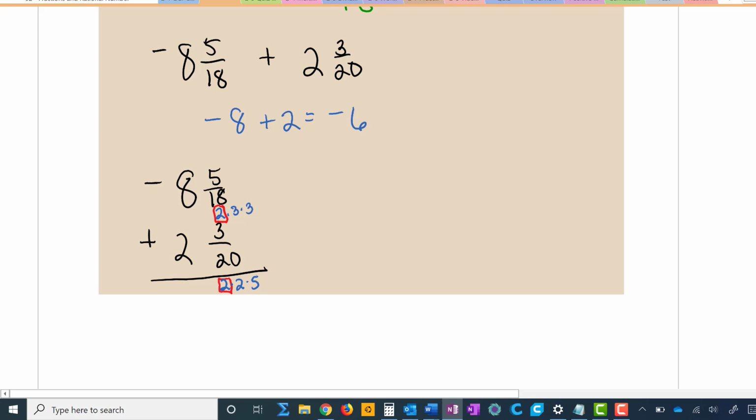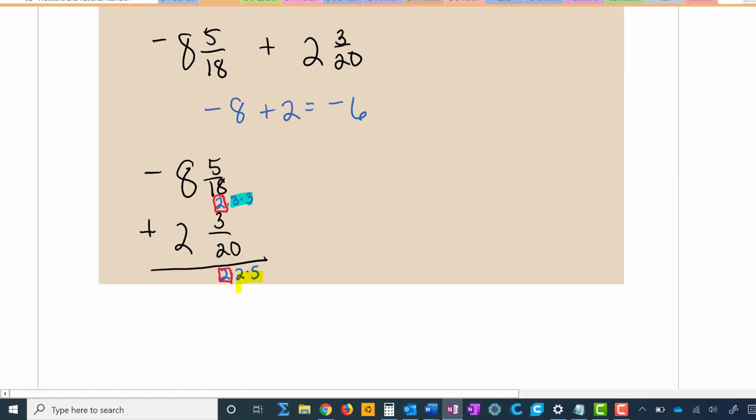Okay, so what we need to do is take the ones they don't have in common and multiply the other fraction by those. So we're going to multiply 5/18 by 10 from right here. 2 times 5 is 10. Okay, so we're going to multiply times 2 times 5, which is the same thing as times 10. And then we're going to take the 3 times 3 from right here, and we're going to multiply that by the denominator times 3 and by the numerator, which is 3 times 3 is 9.